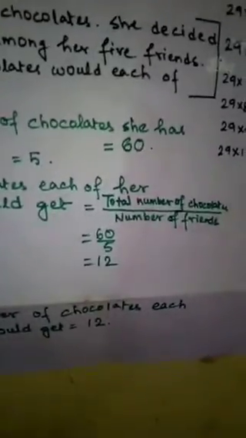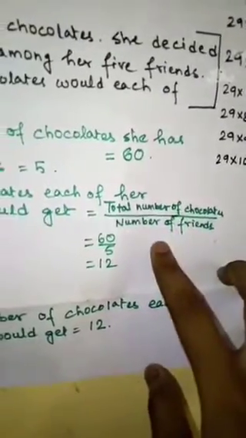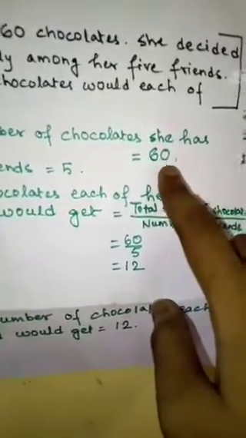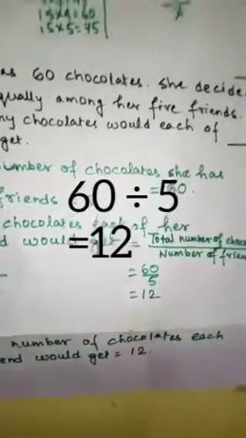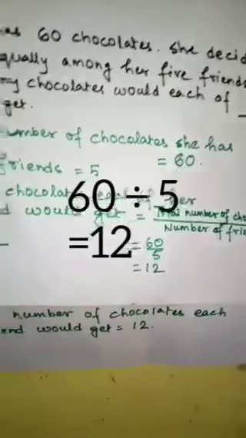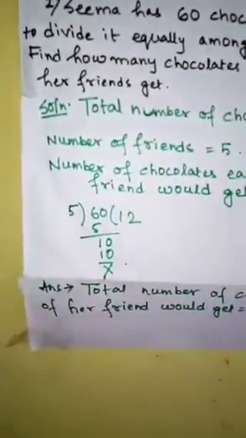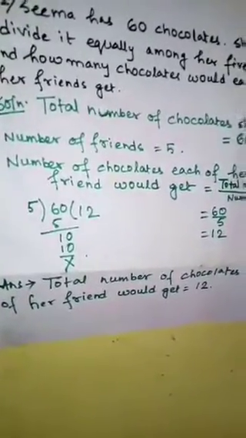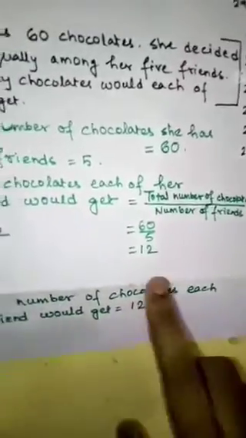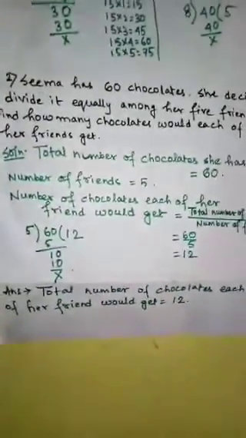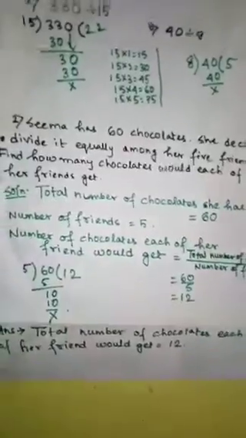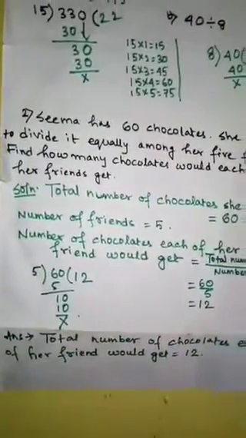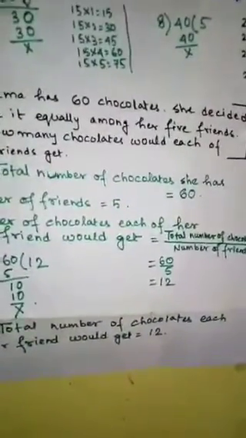Now if you look into this, the formula is total number of chocolates divided by number of friends. She had 60 chocolates and had 5 friends. So what we'll do, we'll divide 60 by 5. And in the division method, you will get 12 in the quotient, and this gives you your answer 12. So finally we write down once again that the number of chocolates each of her friends would get is 12.